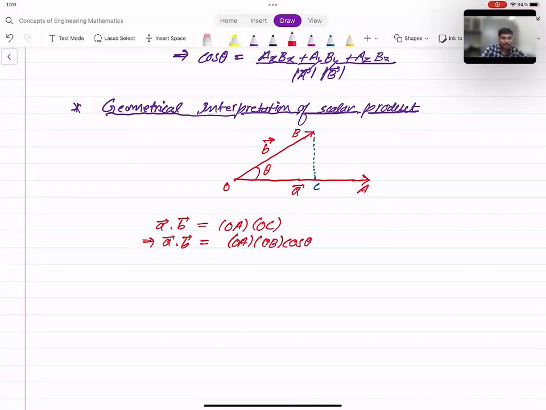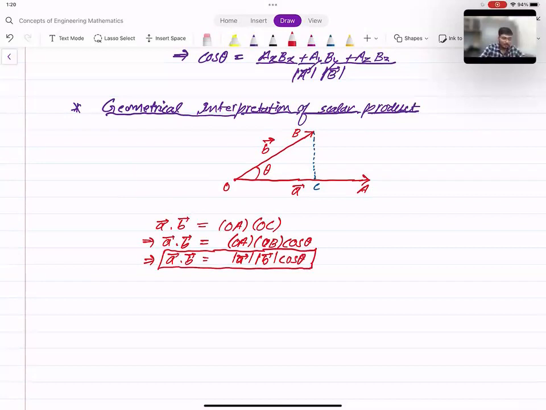And we know that this can be written as OA, the magnitude of vector A, since magnitude gives us the length, and OB, again the magnitude of vector B, and cos theta. So we have arrived at the same result that we saw earlier. This is how it is signified geometrically.